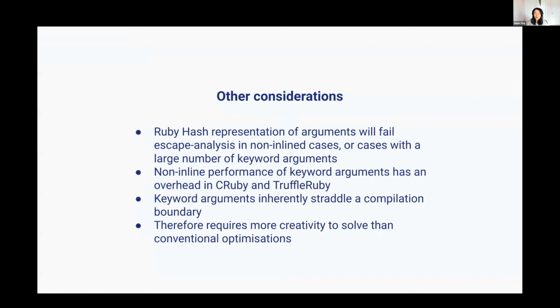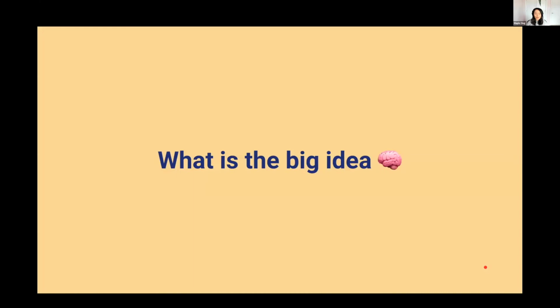Another note is that when we optimize code, we optimize up to the method boundaries. However, keyword arguments straddle a method boundary, which goes against how we would usually optimize a compilation unit. That said, this problem requires a bit more creativity to solve. So what is our big idea that we want to share today?